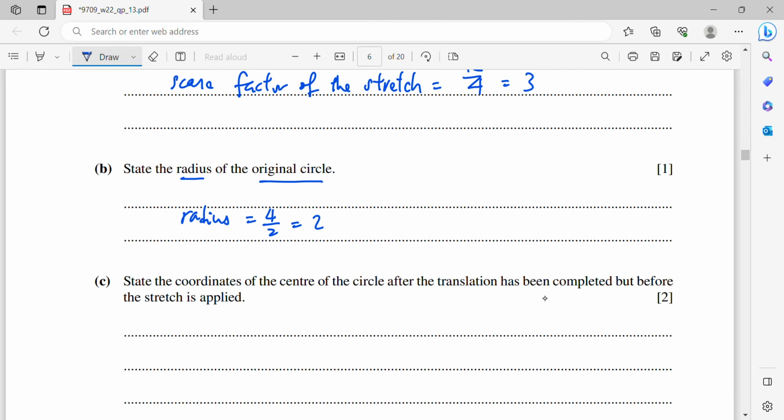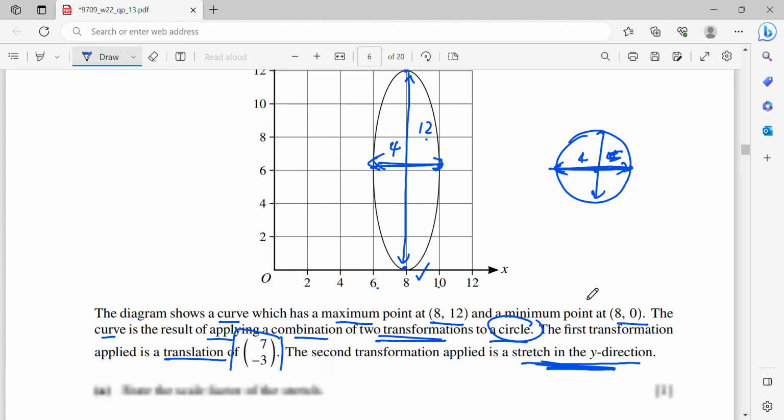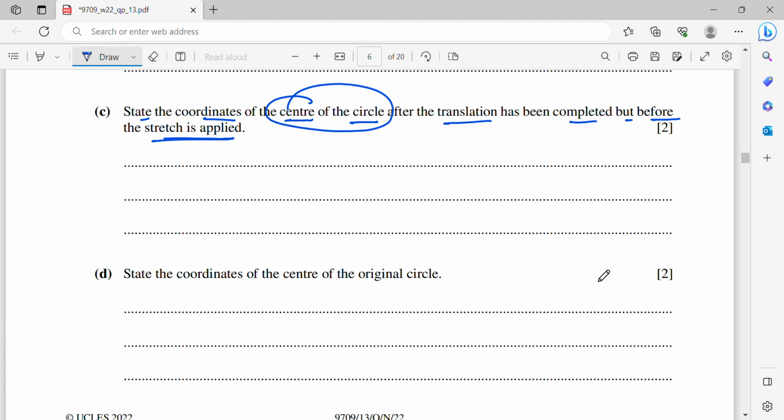So now for part C, state the coordinates of the center of the circle. This is the center of the circle after the translation has been completed, but before the stretch is applied. Okay, so now we will look at the maximum and minimum point. So the maximum point is 8, 12, minimum point is 8, 0. So now what I'm going to write here is maximum point is 8, 12, minimum point is 8, 0.